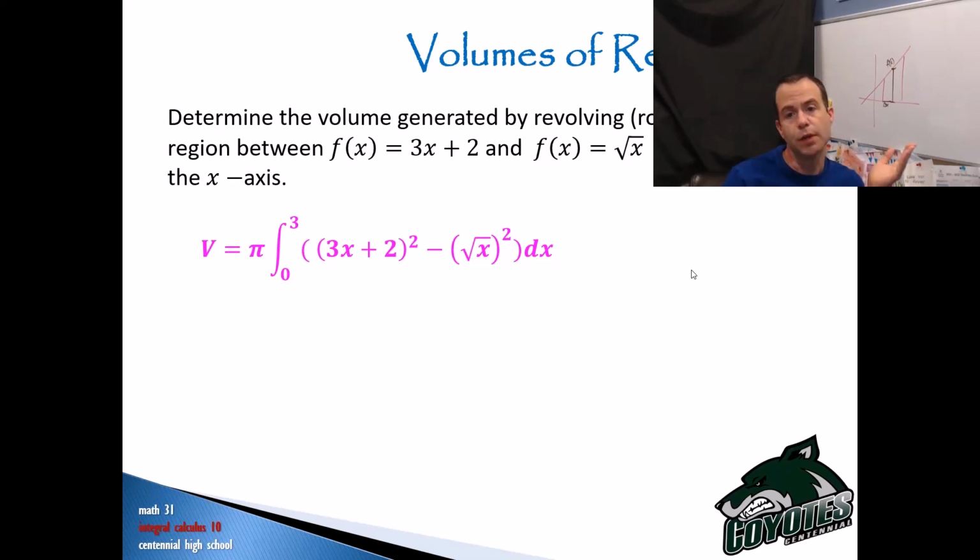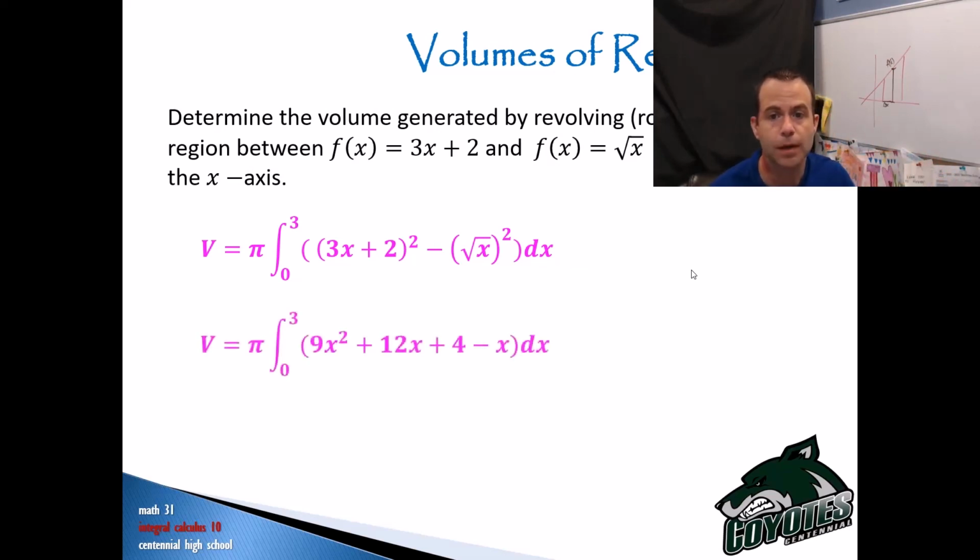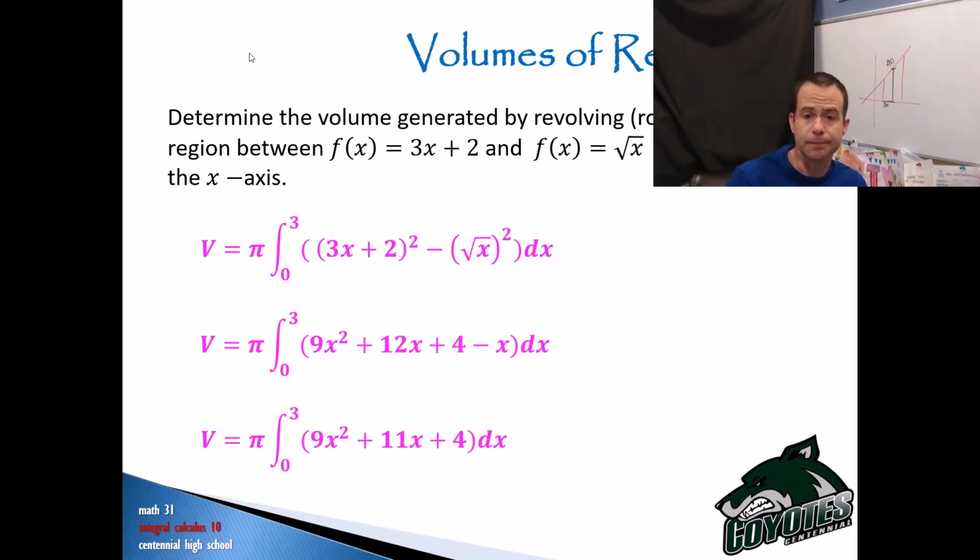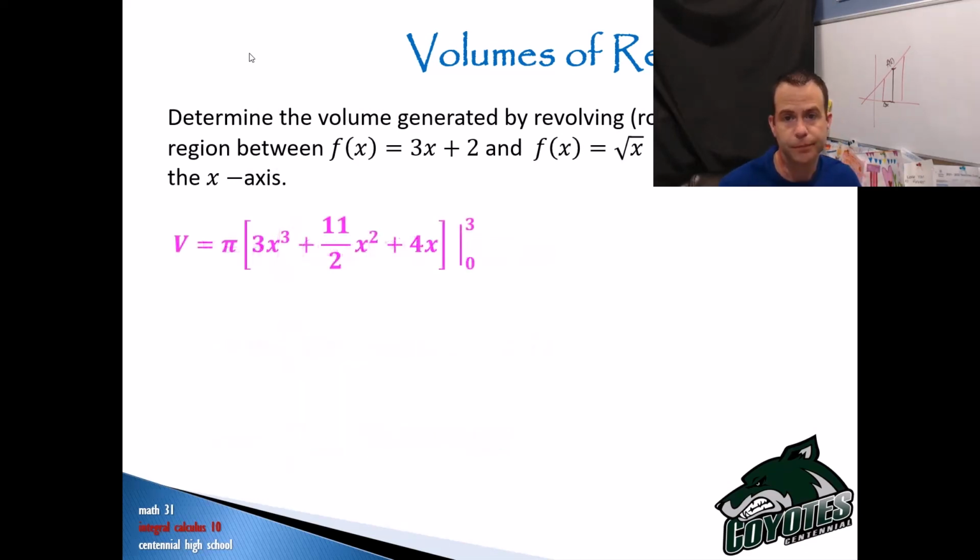Okay, so (3x plus 2) all squared would be 9x squared plus 6x plus 4, minus x. So then that becomes 9x squared plus 11x plus 4. And now I have to integrate that. So 9x squared integrated would be x cubed, 9 divided by 3, so that's 3x cubed. Then we've got 11 over 2 x squared and 4x. Now I'm going to evaluate that from 0 to 3. So I'm plugging in 3, I'm plugging in 0, and I'm subtracting them.